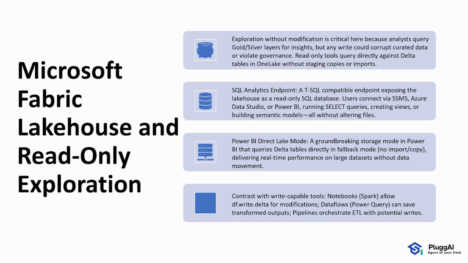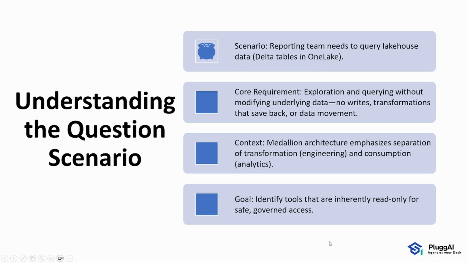Contrast with write-capable tools. Notebooks, Spark, allow df.write.delta for modifications. Data flows, Power Query can save transformed outputs. Pipelines orchestrate ETL with potential writes. Let's try to understand the question. Reporting team needs to query Lakehouse data, Delta tables in one lake. Core requirement is exploration and querying without modifying underlying data. No writes, transformations that save back, or data movement.